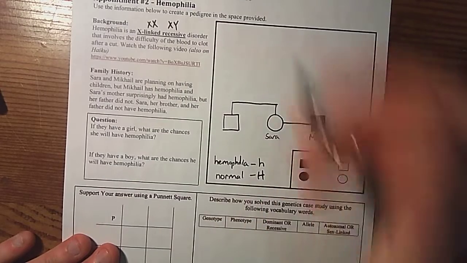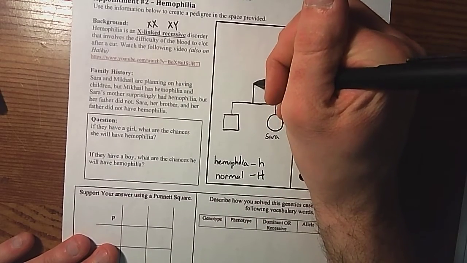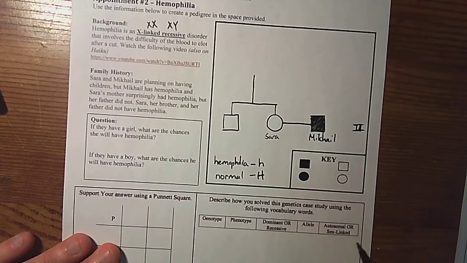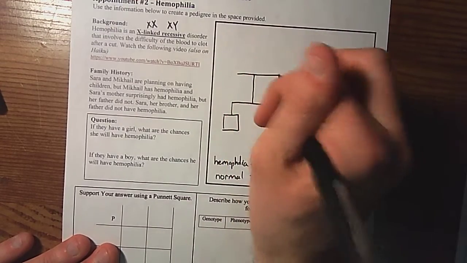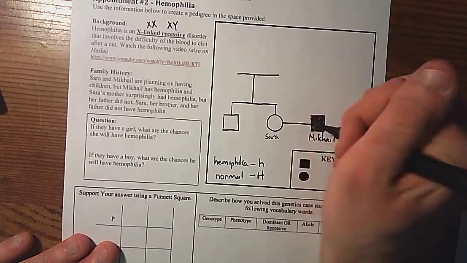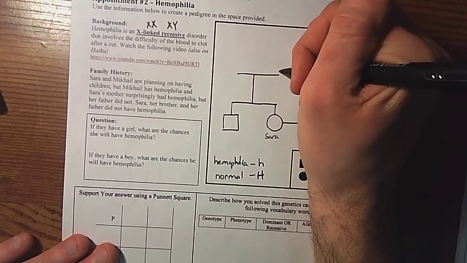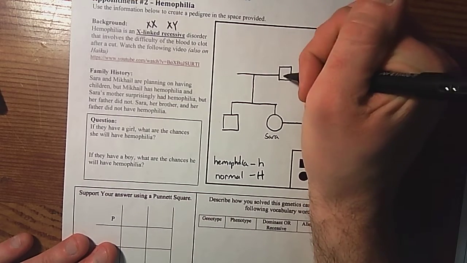So notice the difference. And then what they have in common is they have the same parents. So I'm going to draw a vertical line going up, and then their parents are married. So just like Sarah and Mikhail, they'll have a line going across as well.